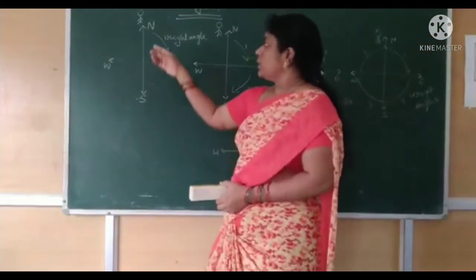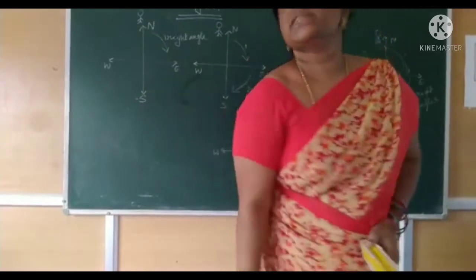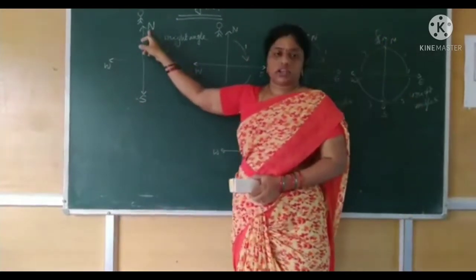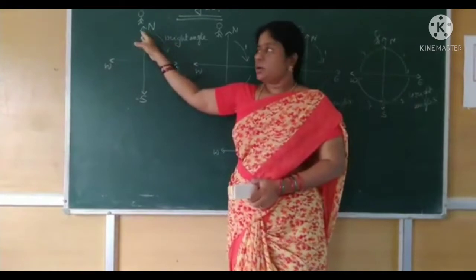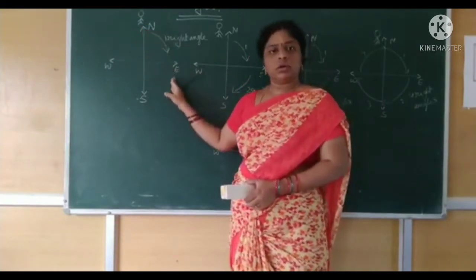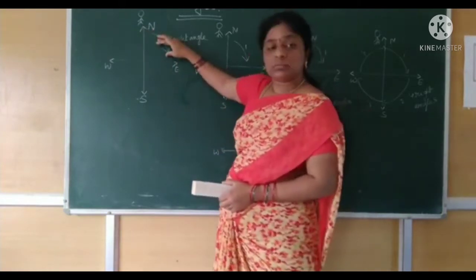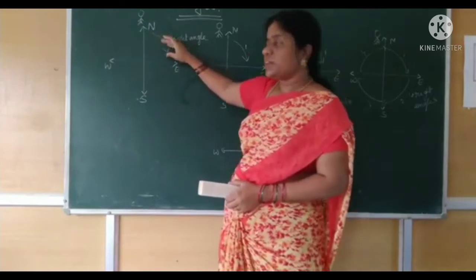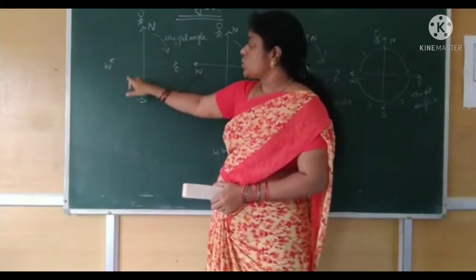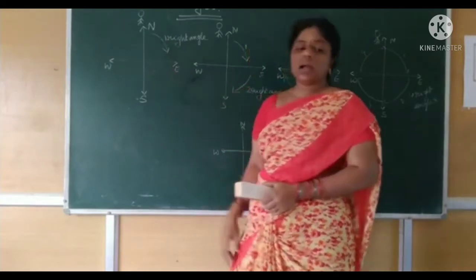See here, a person standing facing at north direction wants to turn clockwise to face east. Here we get, how much is the angle? 90 degrees. These two are perpendicular lines. So what is the angle here? 90 degrees. So 1 right angle.